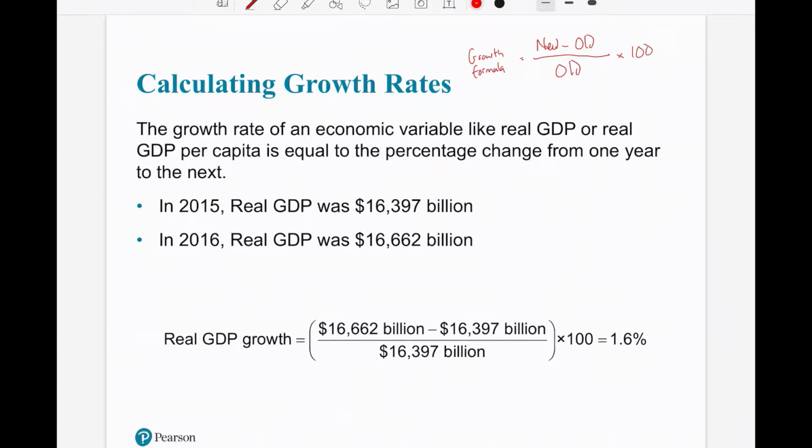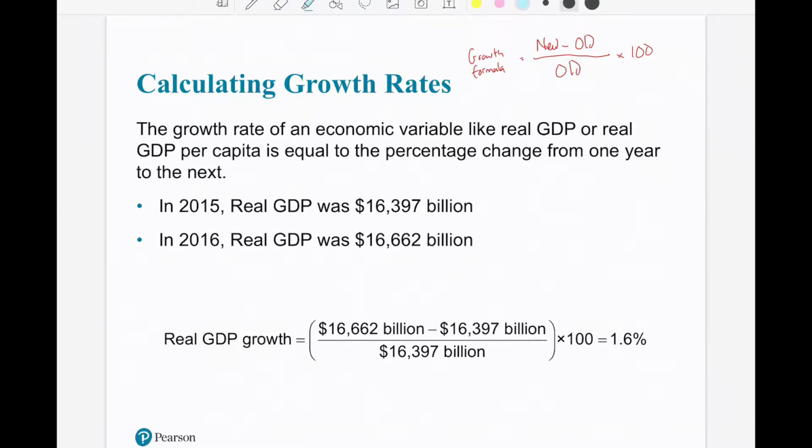Now, this is similar to what we did when we were calculating our inflation rate. So our inflation rate represented the increase in the price level from year to year. So we can apply that same concept here with finding our increase in GDP or real GDP per capita from year to year. So let's look at this example that we have.